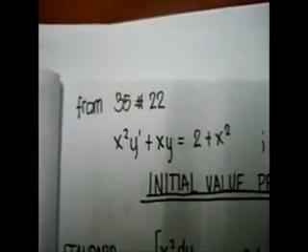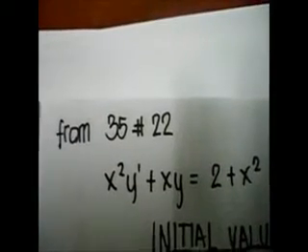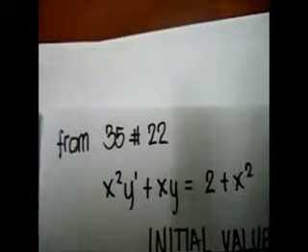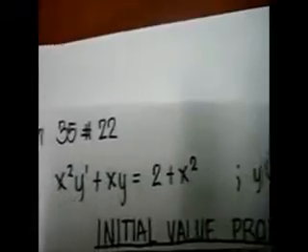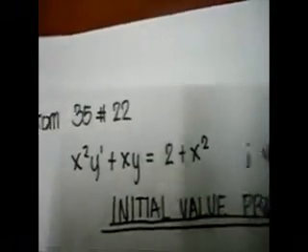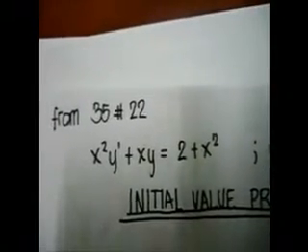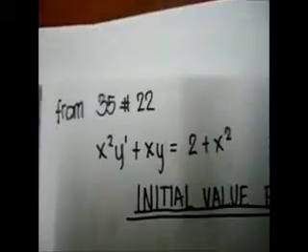The third problem that we are going to solve is from page 35, number 22. x squared y prime plus xy is just equal to 2 plus x squared. Given the condition, y of 1 is equal to 0. So this problem is an initial value problem. And to solve this equation, we have to change it into standard form.